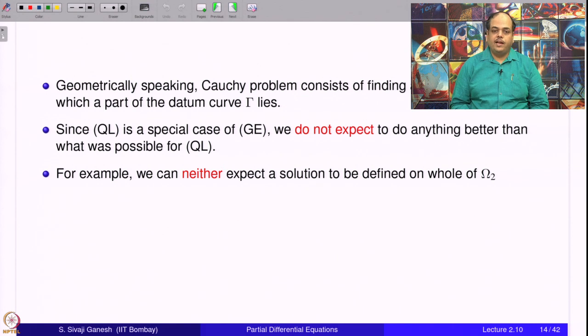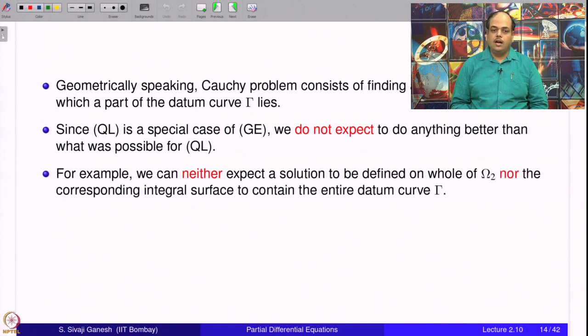So, for example, we can neither expect a solution to be defined on whole of omega 2, nor the corresponding integral surface contains entire datum curve gamma. That is, we cannot expect solutions which are global with respect to domain.